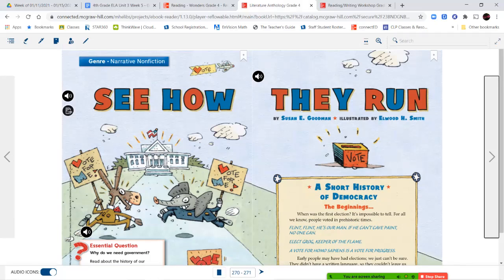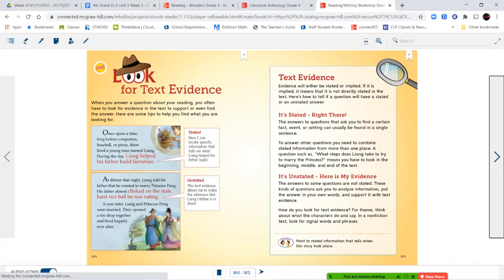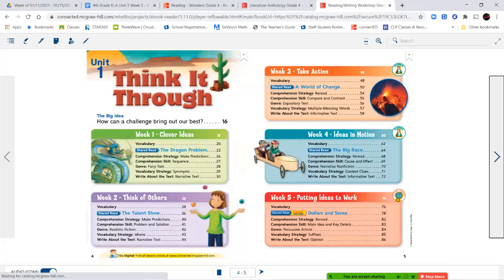All right, let's get into our readers and writers workshop. So again, we're going to go to Unit 3, Week 5, and go through our stories there.